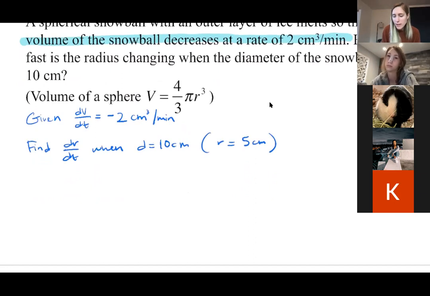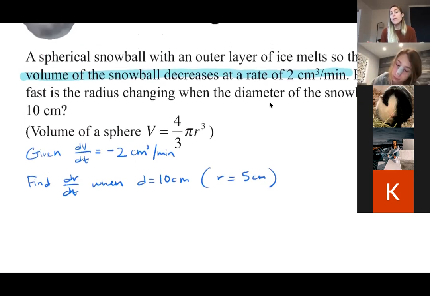And notice that the equation for volume of a sphere has V and has R in it, which is great. We're set up to where when we take the derivative, it'll have a dV over dt and a dr over dt in it. Does anyone have any questions about how I stated the given rate and the rate that we're trying to solve for?